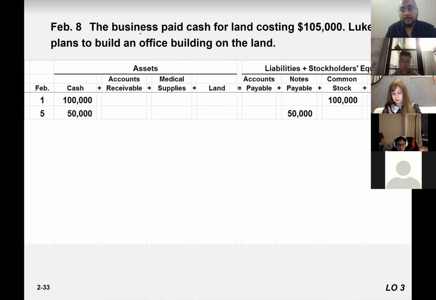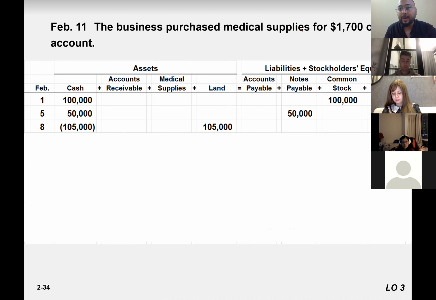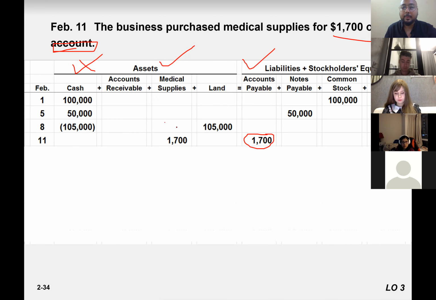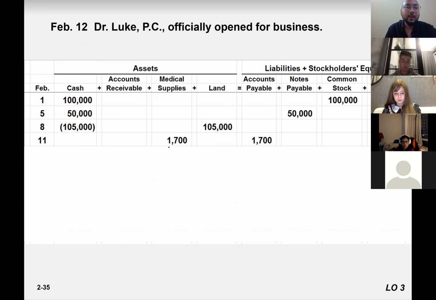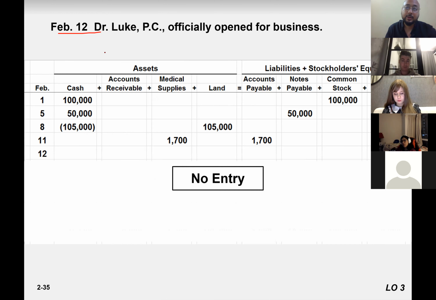February 11, the business purchased medical supplies for 1,700. Purchased medical supplies means supplies and cash. So cash is negative and, on account, which means you purchase on credit, so accounts payable and medical supplies. February 12th, the business is officially open. There is no financial impact, no entry.